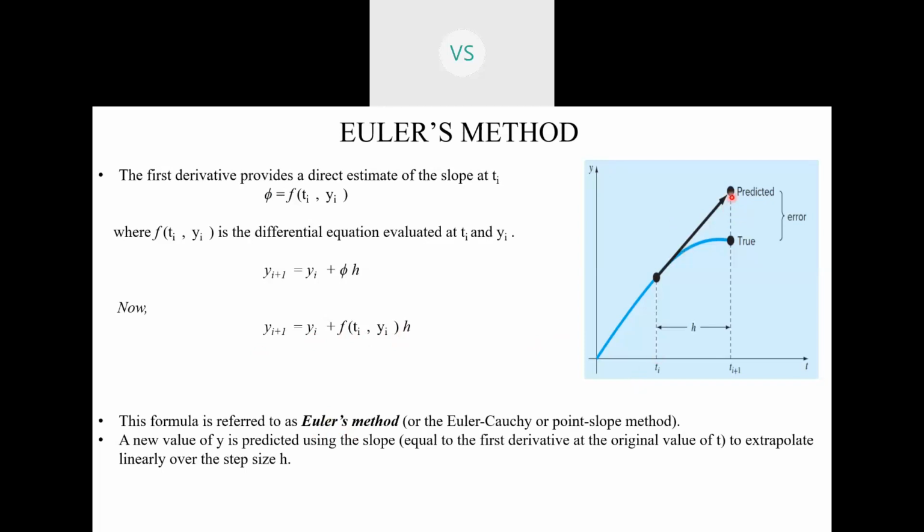In the figure you can see that this blue line indicates the true value of y, and this black line is the predicted value that we are getting. The difference between the two is nothing but the error.